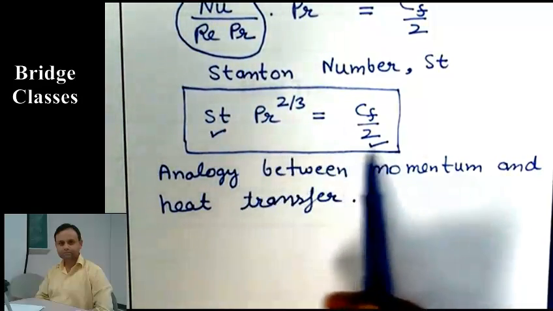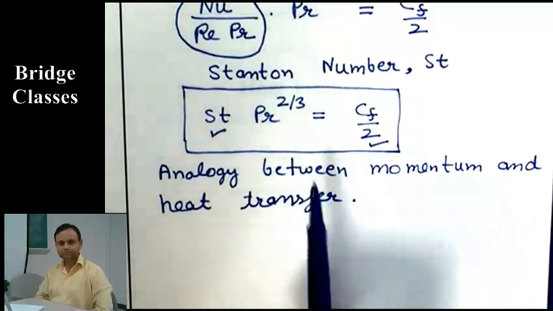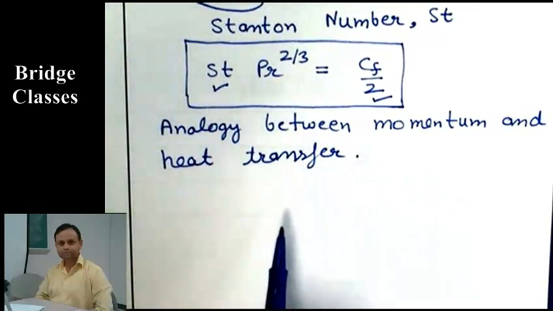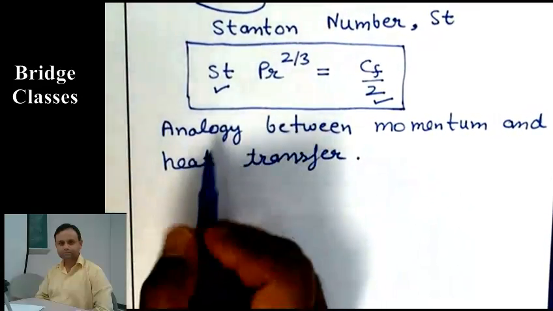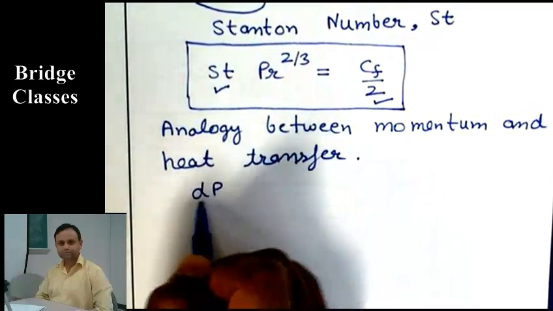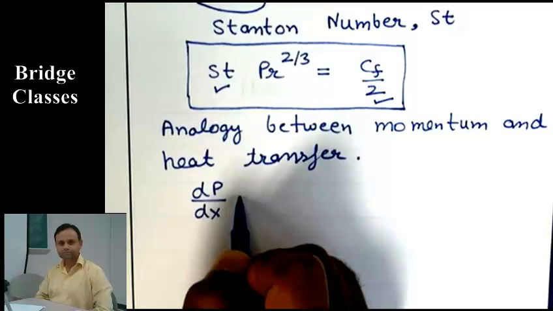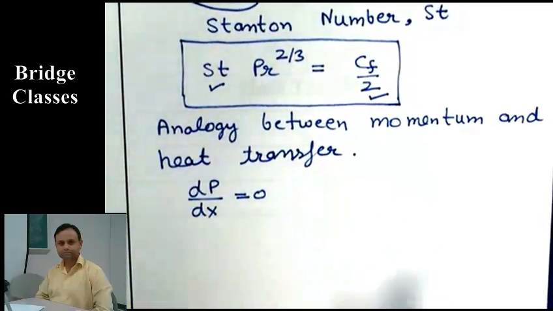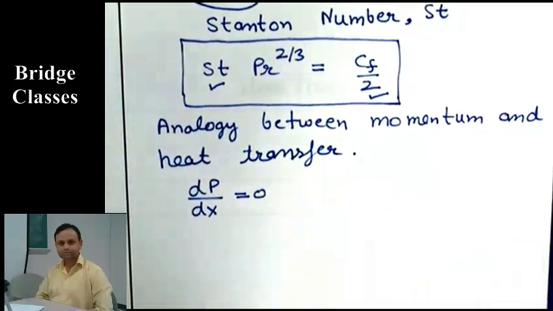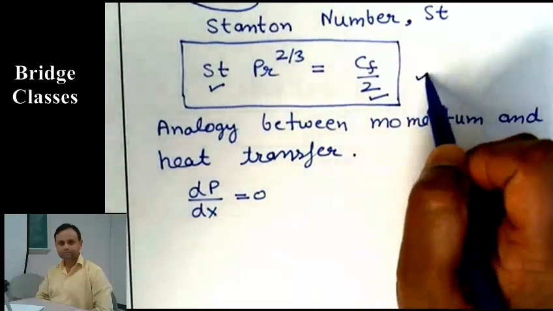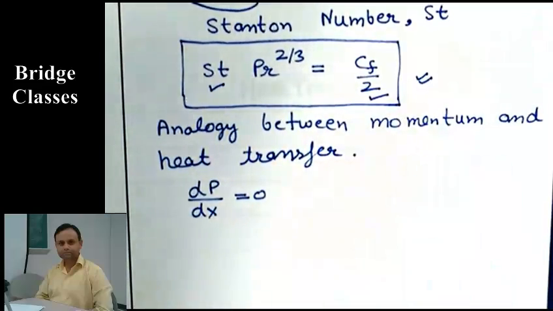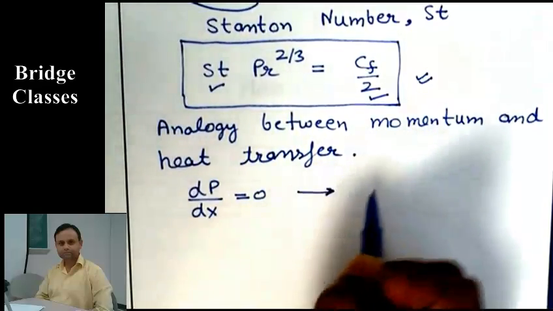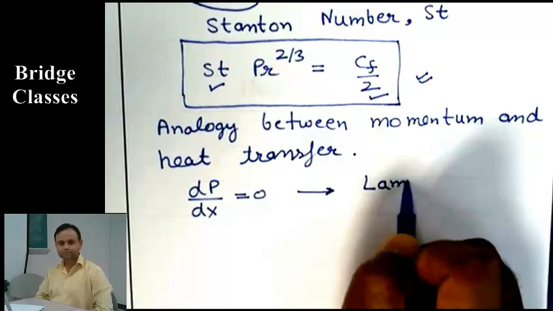So this equation was valid for a flat plate, because we are discussing a flat plate. For a flat plate, dP dx is 0. For flow over a flat plate, there is no pressure gradient in the x direction. So this equation is applicable when dP dx is 0 and the flow is laminar.